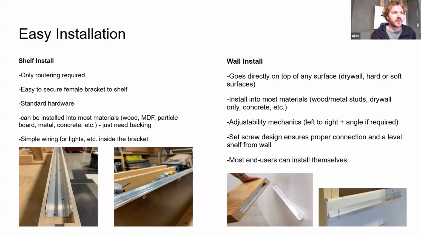And then on the wall side, basically, again, it's very easy to use on pretty much any surface, goes directly on top of any surface. You can go on top of drywall, on top of concrete, brick, tile. Tile is a really big one because a lot of people do floating shelves in their kitchens. So, they basically just put them directly on top of the tile, which is definitely possible. You've got a flat back on both the brackets to do that with.